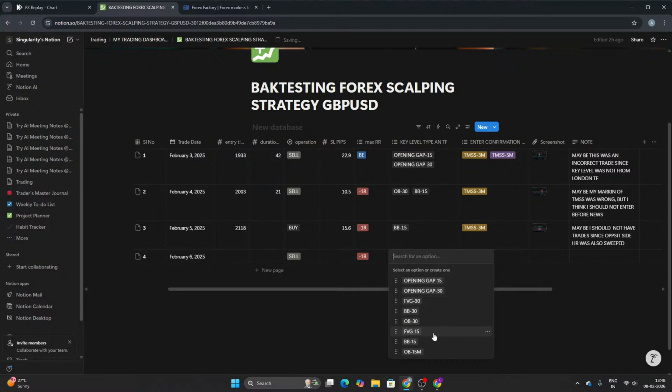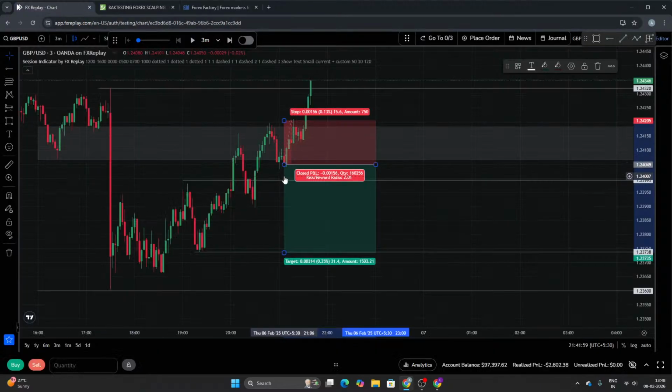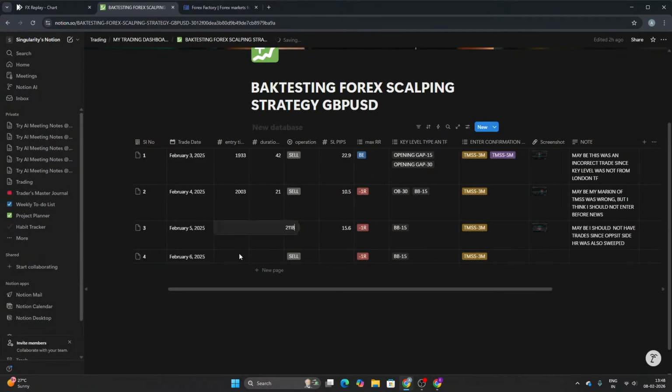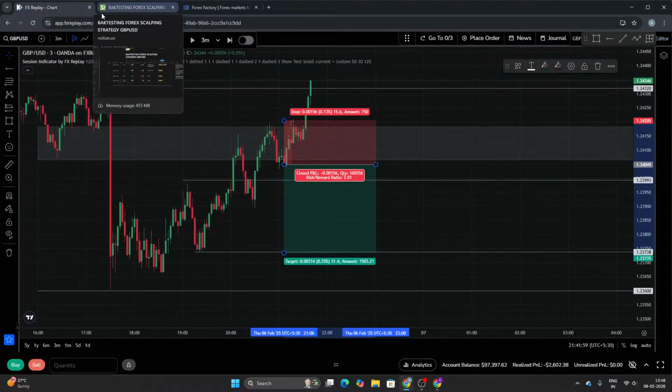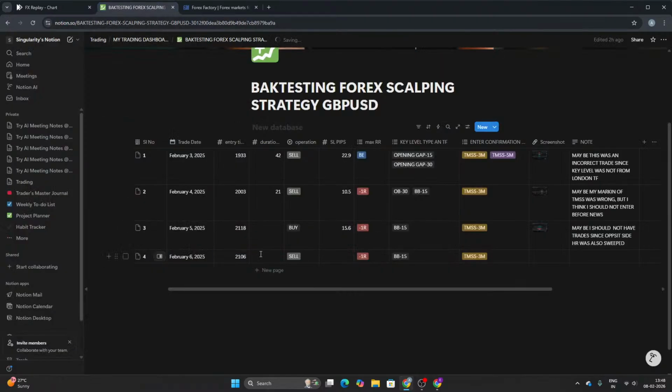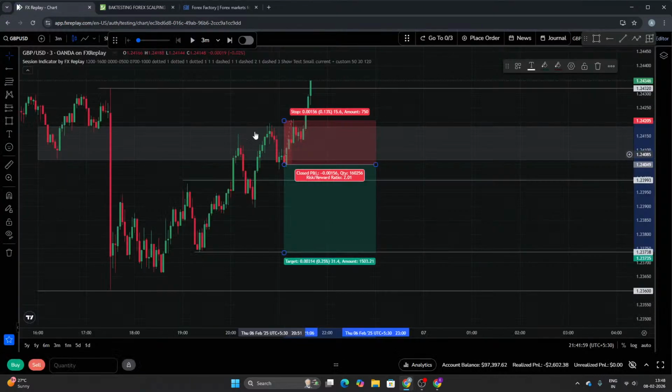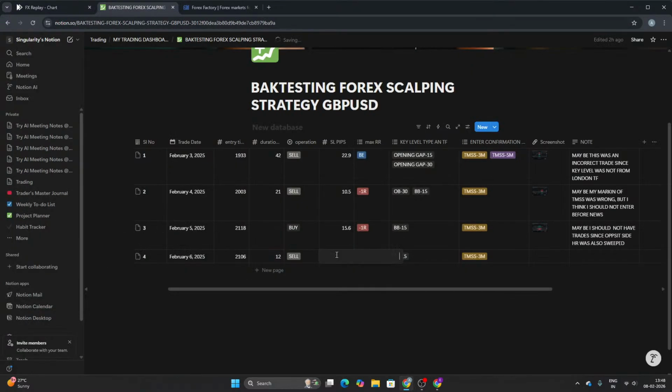It's not good. This was an order block of 15 minutes. And let's look again at the entry point. 2106. Duration is 9 minutes. No, 12 minutes. Truly a scalp, but on the opposite side. 15.6 again.